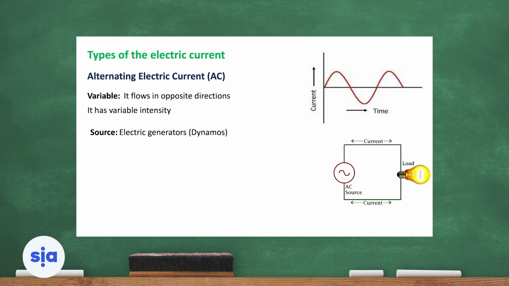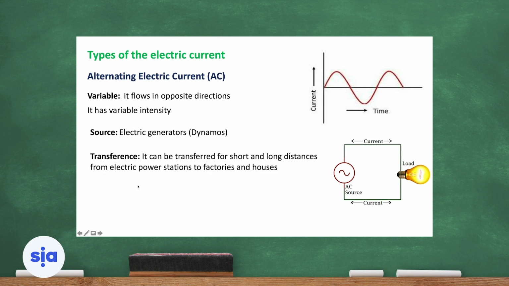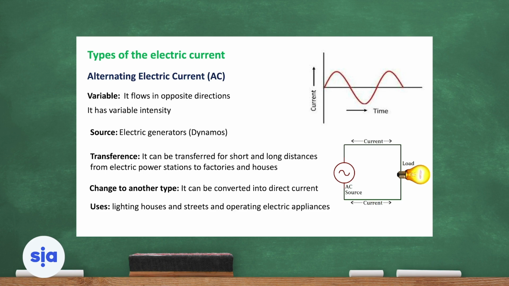And the dynamos or the electric generators are the source of alternating electric current. It can be transferred for short and long distances, from electric power stations to factories and houses. And it can be converted into direct current. We use the AC in lighting houses, streets, and operating electric appliances.